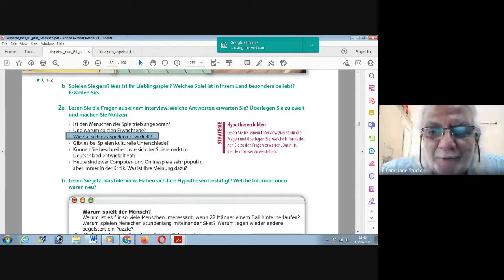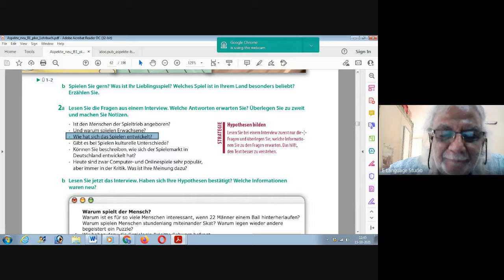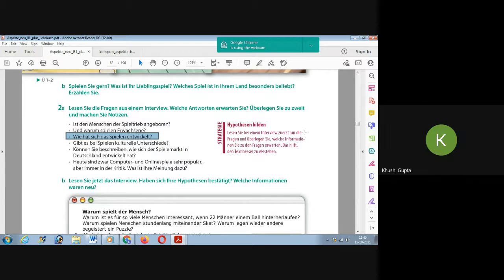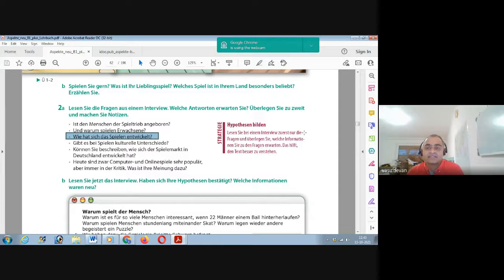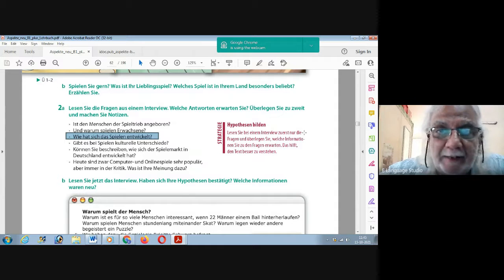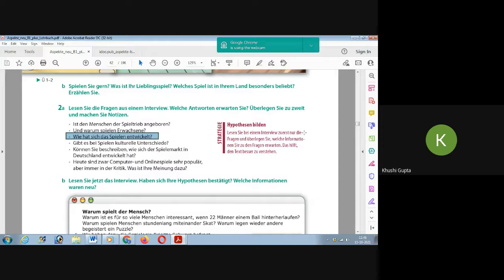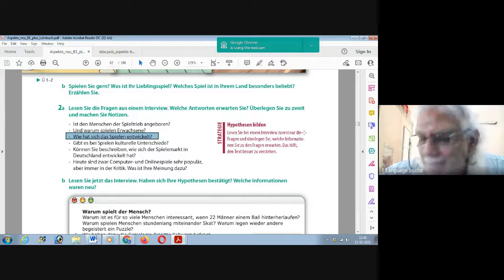Spielen Tiere auch? Ja. Der Hund spielt mit dem Ball. Als Menschen. No, then it is a comparative, and we have not used a comparative here. Okay. Spielen Tiere auch? Ja, sie spielen auch gerne. Gut. Nächste Frage.